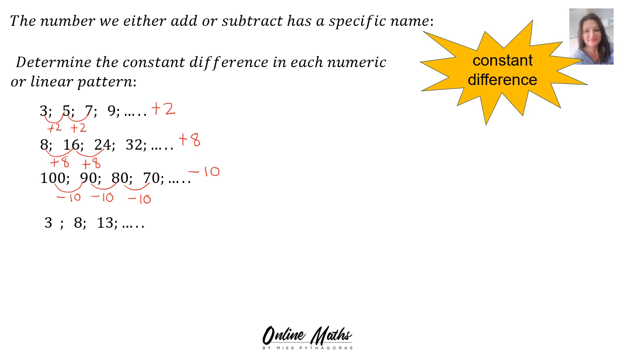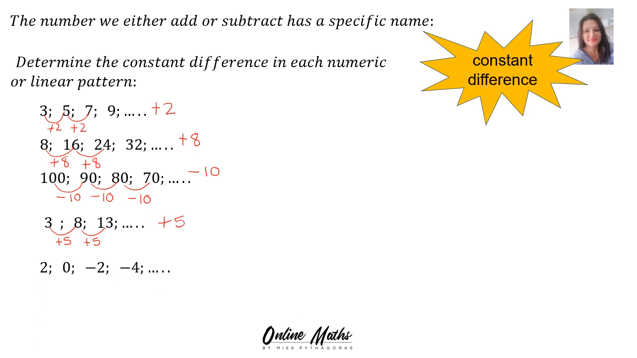When I give you the sequence 3, 8, 13, then to get from 3 to 8, you add 5. To get from 8 to 13, you add 5. Therefore, the constant difference is 5.